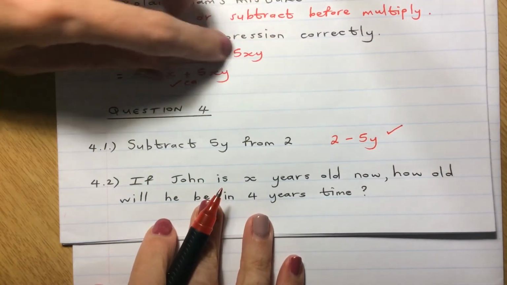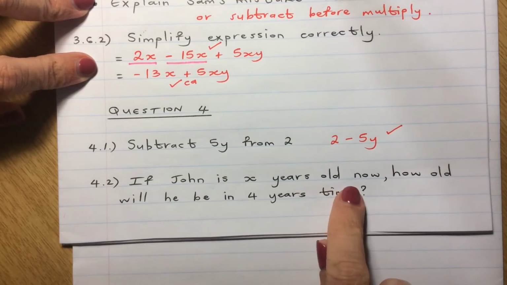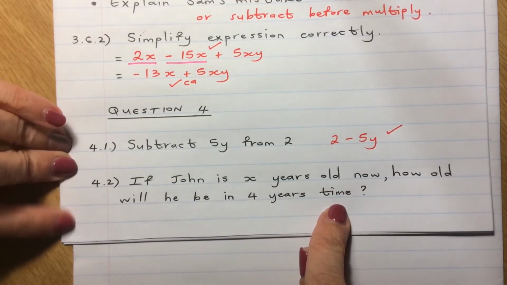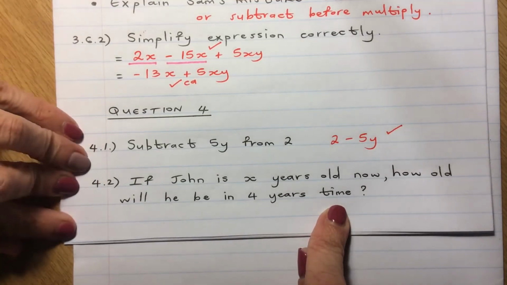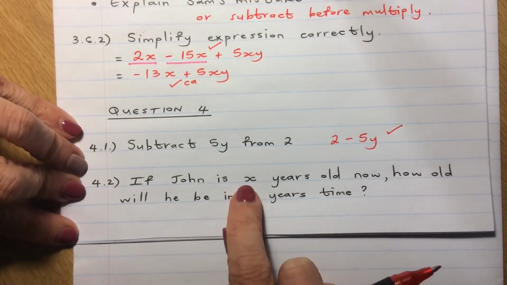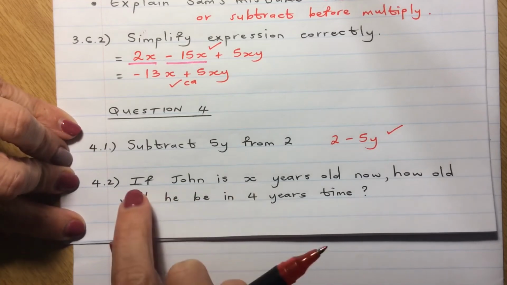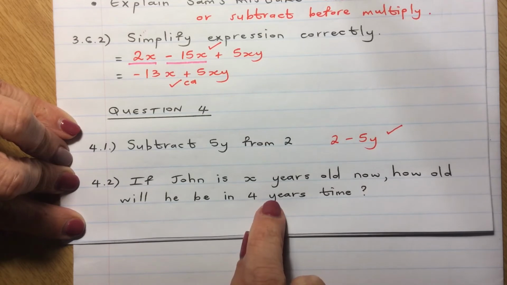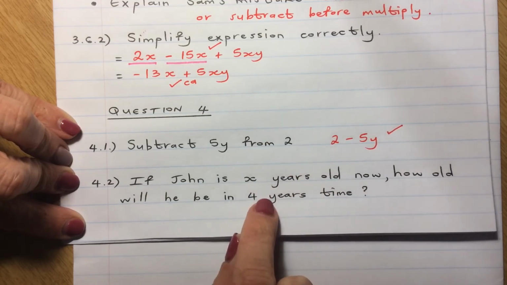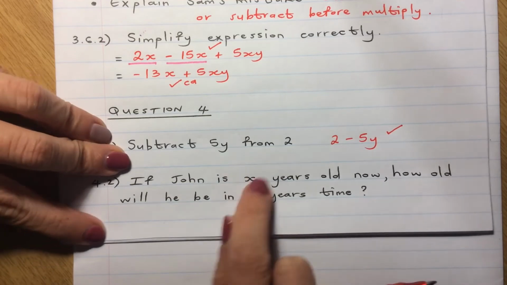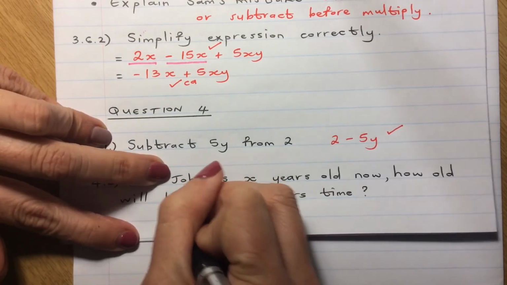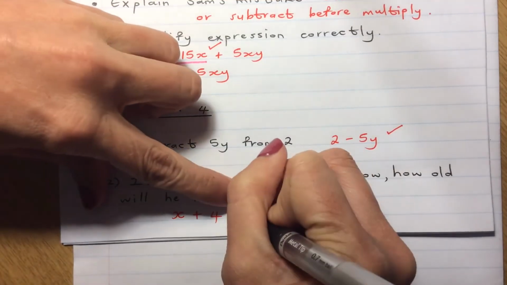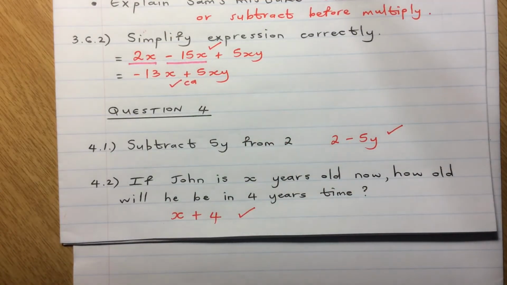Okay, 4.2. If John is X years old now, how old will he be in 4 years' time? Now, lots of us just group that 4 and the X and we say 4X, but let's just put a number in place there, because often that helps our brains. So if John is 5 years old now, how old will he be in 4 years' time? Ask your brain, what are you going to do? You're going to add the 4. So if he's X, we don't know how old he is. So we're going to say he is X plus 4 in 4 years' time. And that gave you your 1 mark there.